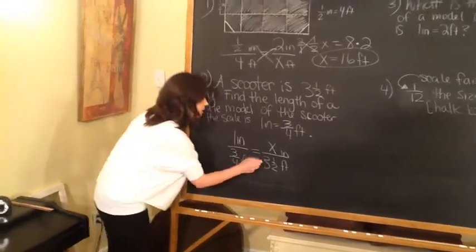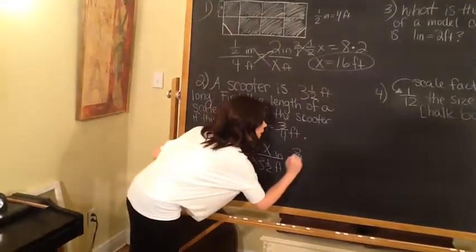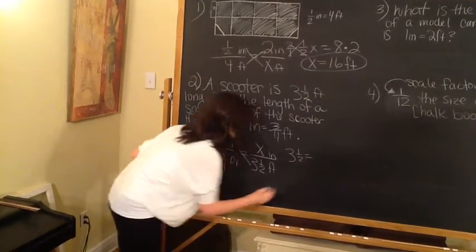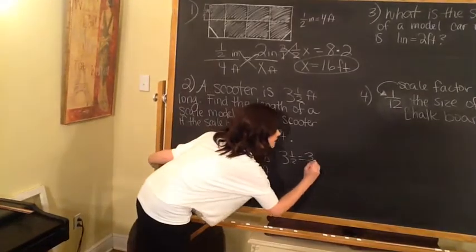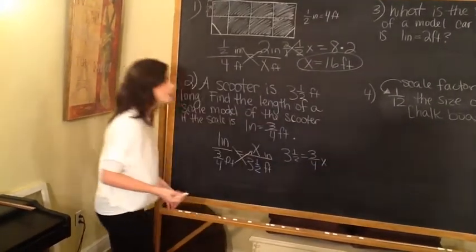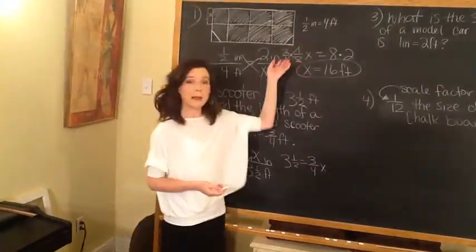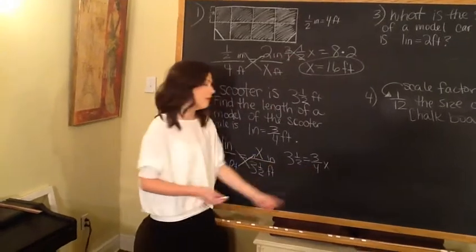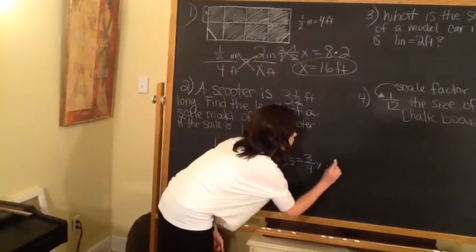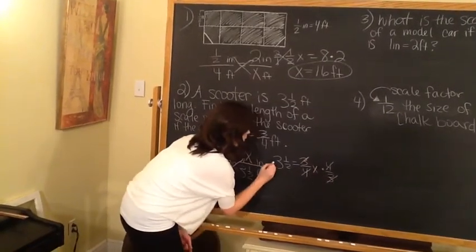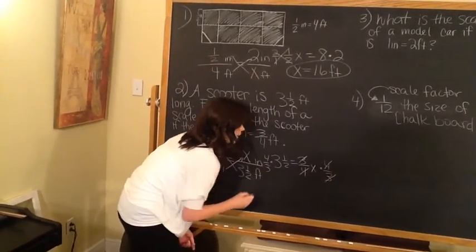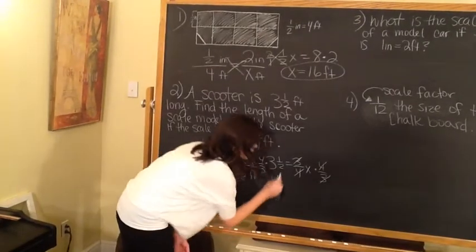So I'm going to do 3.5 times 1, which gives me 3.5 equals 3/4 times x, so 3/4 x. Now we need to do the same thing we did up here. How we multiply by the reciprocal, we're going to do the same here. I'm going to multiply by 4/3, and that's going to cancel that out. And I'm going to multiply by 4/3 over here. So now we have 4/3 times 3.5.